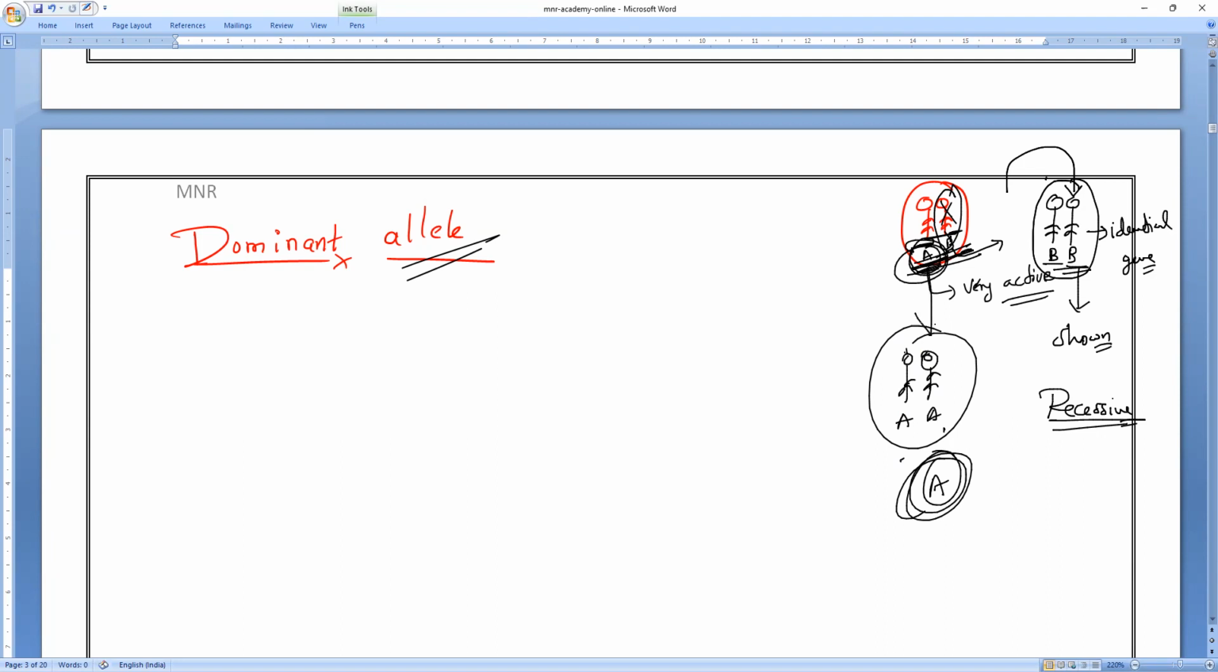So in both cases, we can see the appearance of A or the appearance of B in an organism. Everyone? Appearance of A. So the dominant allele itself can decide the appearance of an organism, even in the presence of an identical gene or an alternative allele. Anything doesn't matter. That is called a dominant allele.